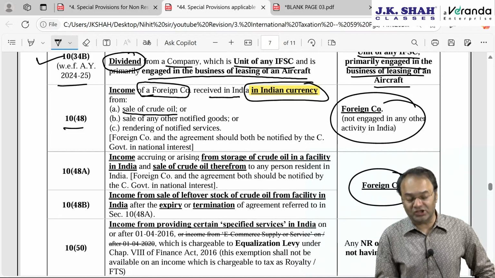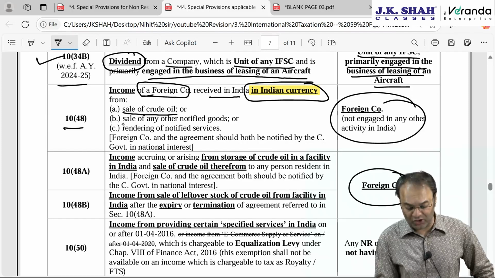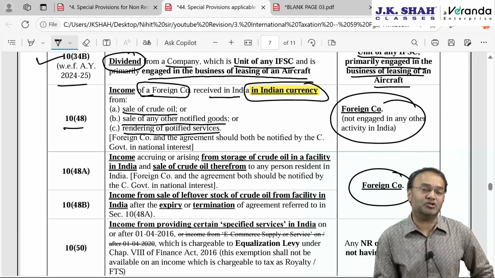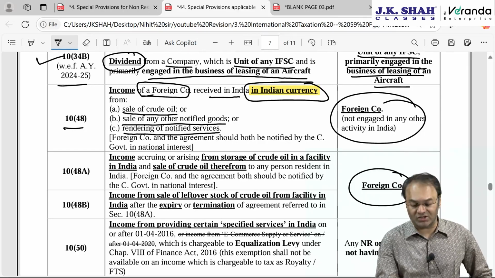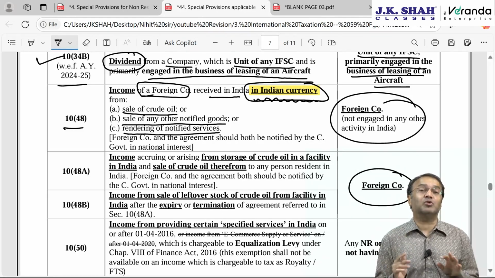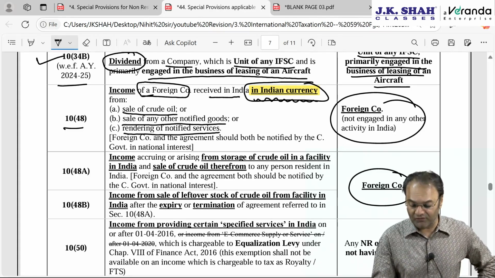So we expanded the scope, not only for sale of crude oil: if the income is received or receivable in Indian currency from sale of other notified goods, or from providing other notified services, then also this exemption will be available. The only condition is they should receive their income, whatever sale proceeds they are talking about, in Indian rupees and not in foreign currency. Then that foreign company, not engaged in any other activity, will get exemption.